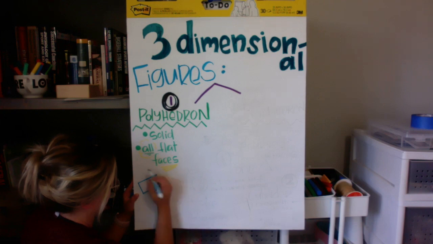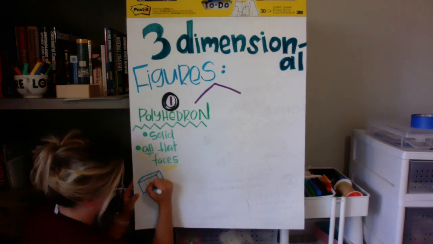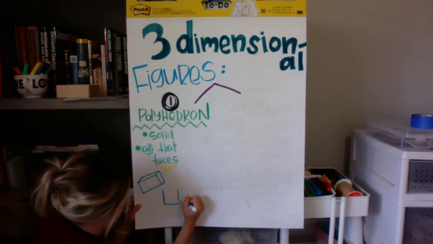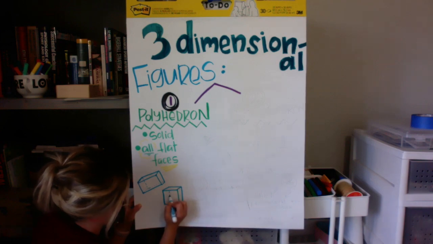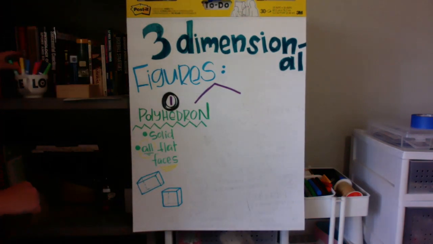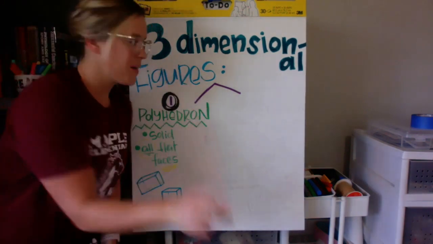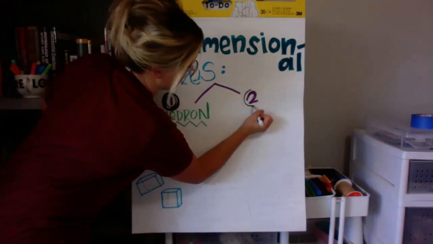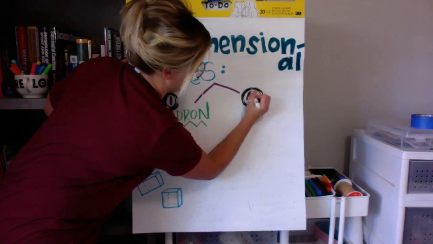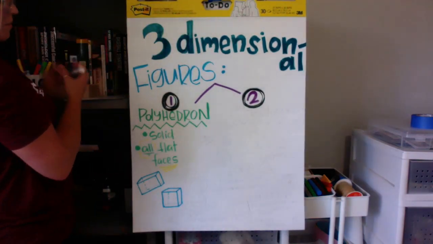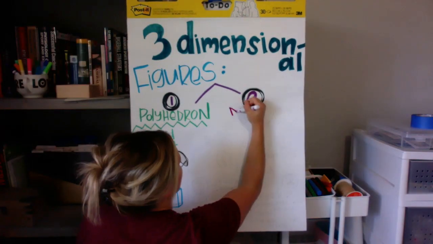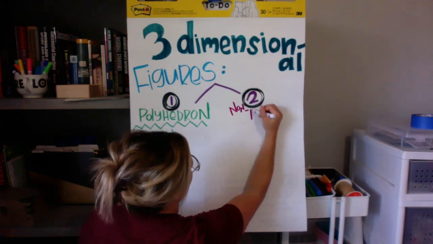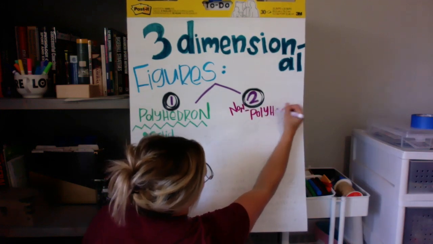In this example, I've drawn a rectangular prism, which has all flat faces, which are all polygons, and it gets its name from its base, which in this case is a rectangle, so we call it a rectangular prism. Polyhedrons consist of both prisms and pyramids. Those are both great examples of polyhedrons.